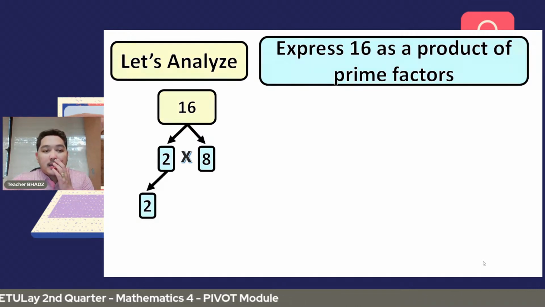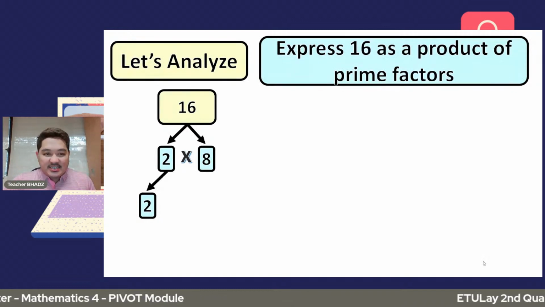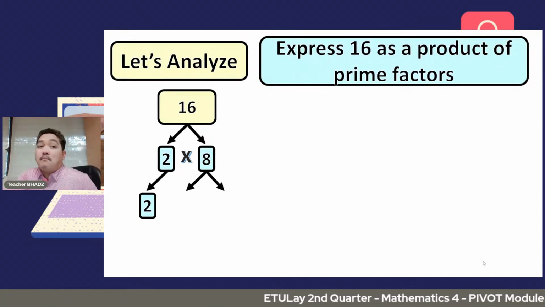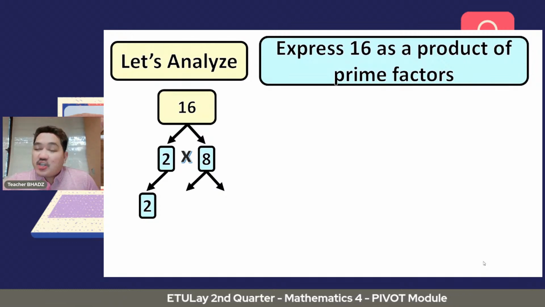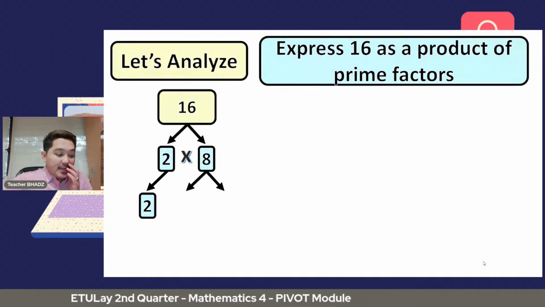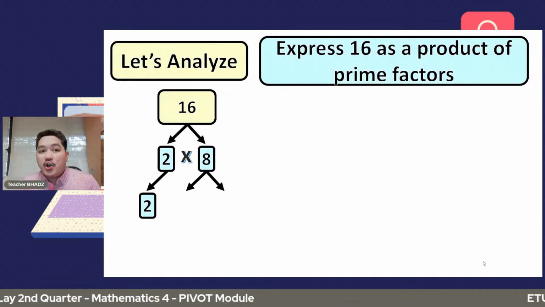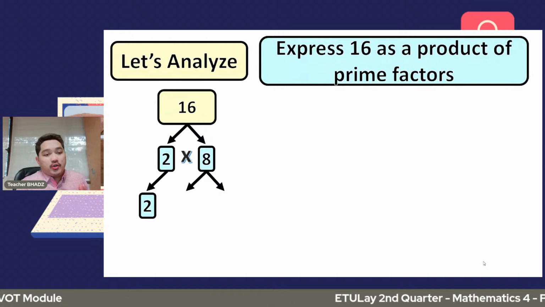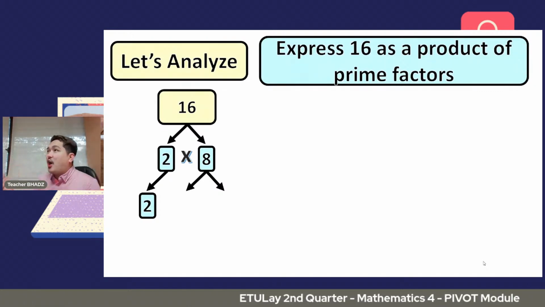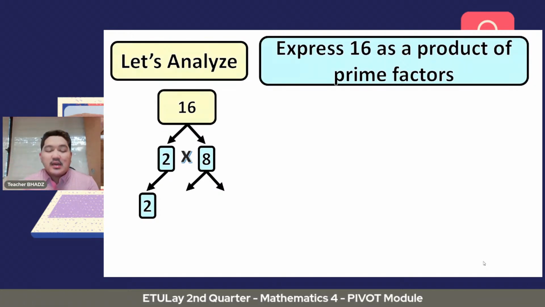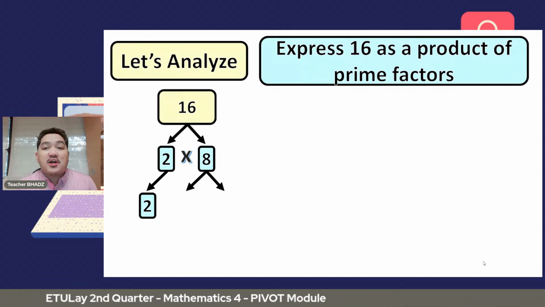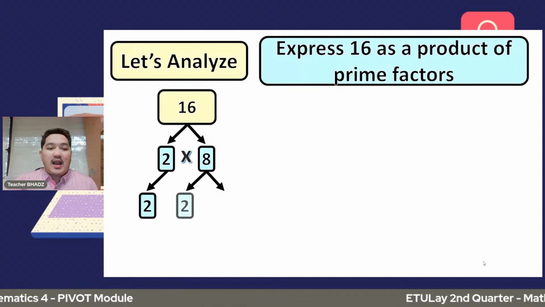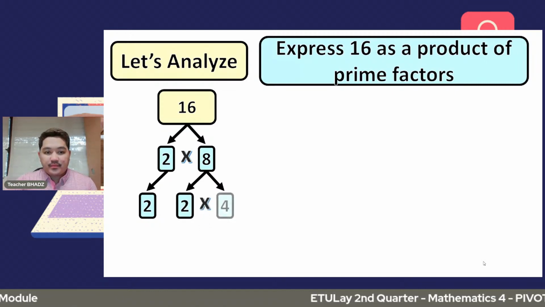What about 8? Can we divide 8? Yes. Ano yung smallest prime number na pwede makapag-divide sa 8? Siyempre, 2. Tatandaan natin, if it's an even number, pwede yung 2, which is the smallest. If it's an odd number, pwedeng 3, 5, 7. So dito, since even number ang 16, ginamit natin ay 2. And then we have 2 and 4.